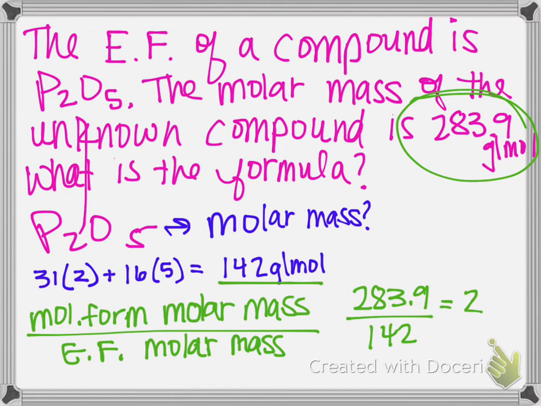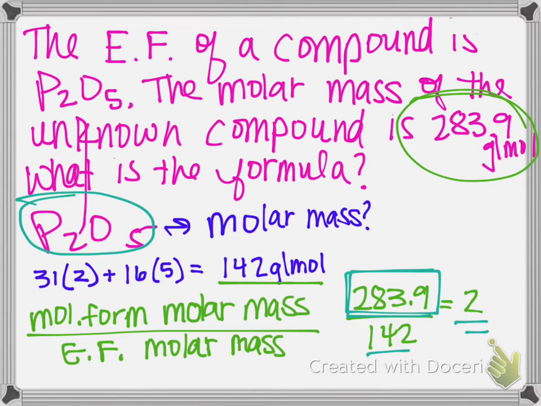So this 2 tells us that my molecular formula is 2 times as heavy as the empirical formula. Right? It is twice as heavy. The unknown weighs 283.9, but my empirical formula weighs 142. So my unknown is twice as heavy as my empirical formula. So then I come over and I bring my empirical formula and I multiply it all by 2.